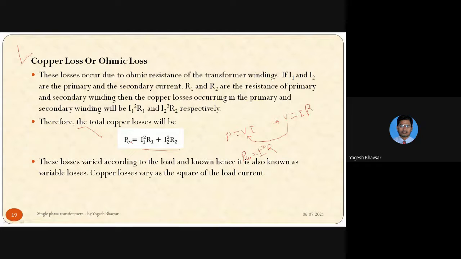So these losses vary according to load and are also known as variable losses. See, current is variable and it is dependent on load. As the load increases, the current will increase. So that's why it is called the variable losses. And copper losses vary as the square of the load current. So these are variable losses.